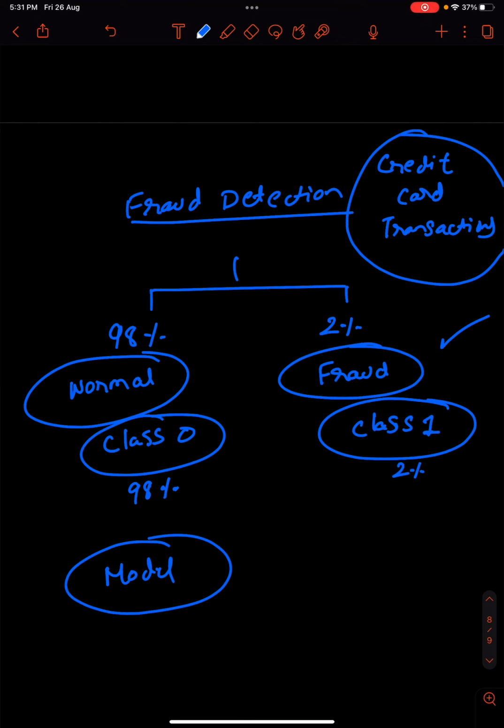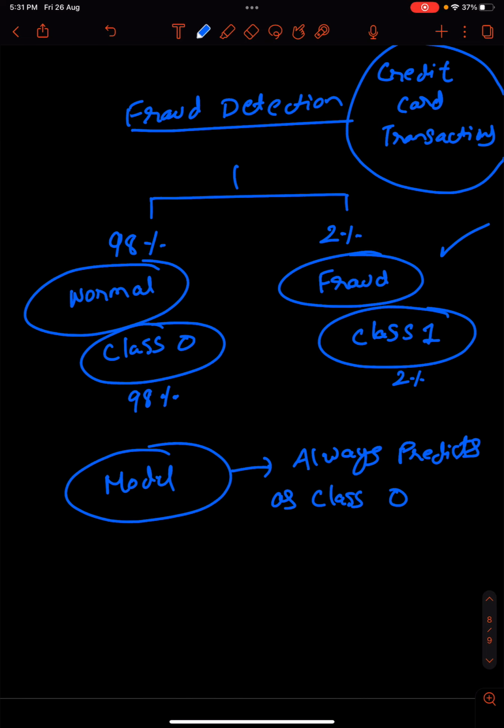One particular model I have built, and the model always predicts class 0. For whatever record it is, whatever transaction it is, all the transactions will be predicted as class 0. So now let us check what would be the accuracy of this model. Accuracy of this model is the number of times the model is correct divided by total transactions. So let's say there are 1000 transactions. All the 1000 transactions will be marked as class 0, right?